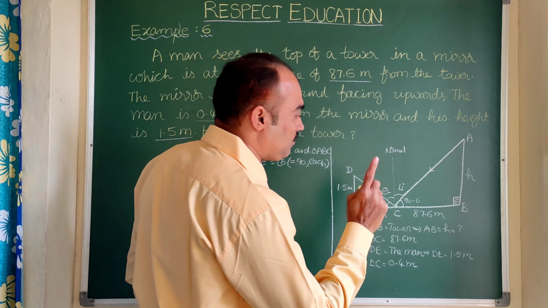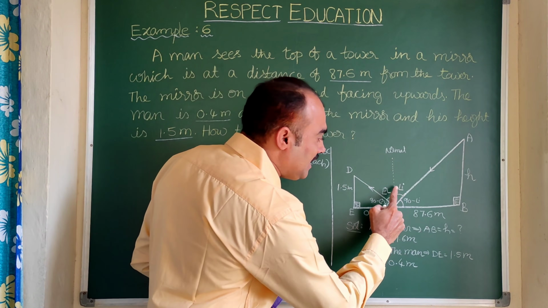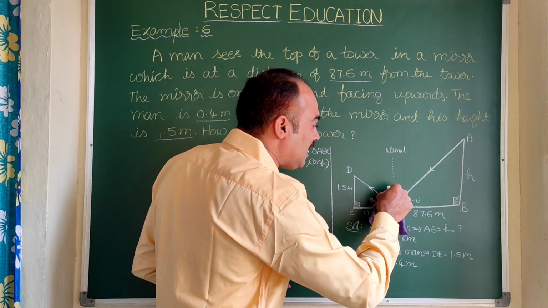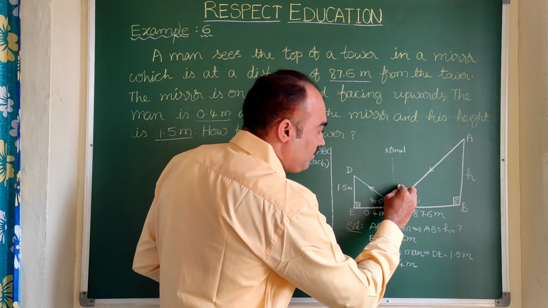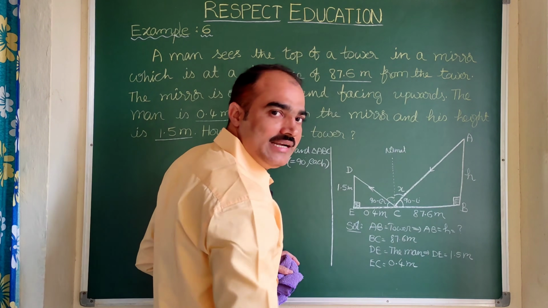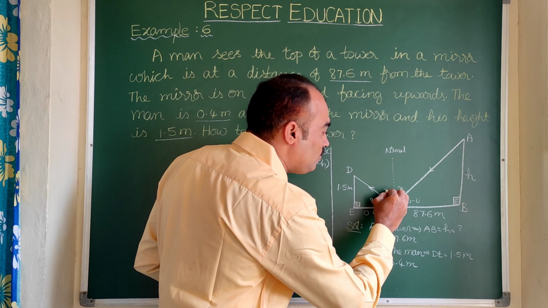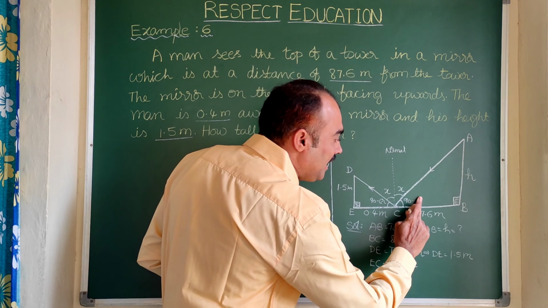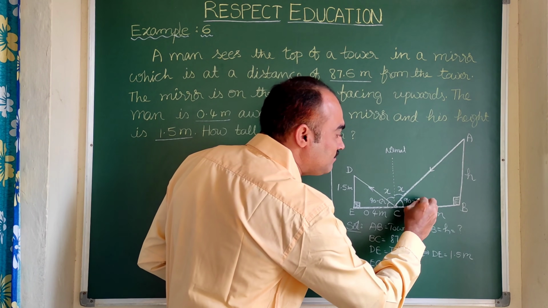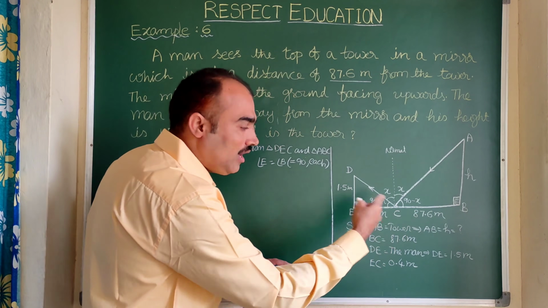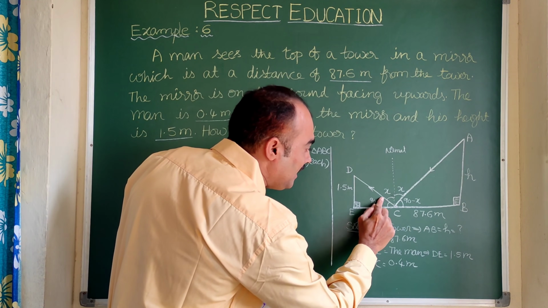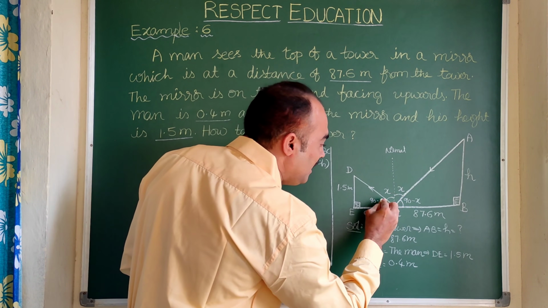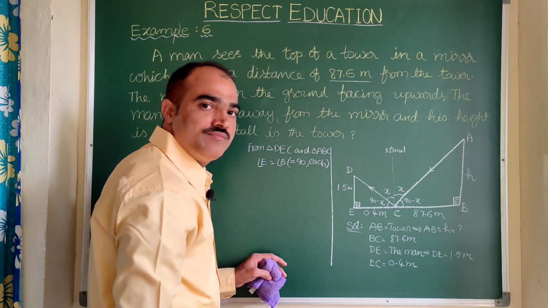So here you just observe what I am going to do. Since I equals R, I replace both I and R with some other alphabet, that is X. In place of I, I write X, and in place of R also we can write X. Then on this side angle C will be 90 minus X, and on this side angle C will be 90 minus X. So this angle also will be 90 minus X.